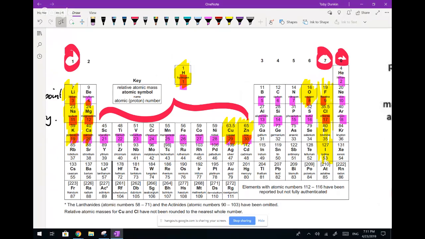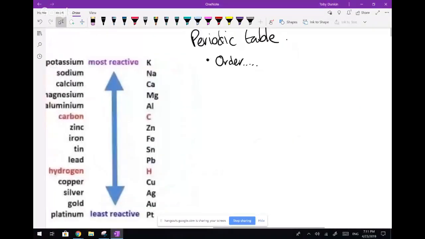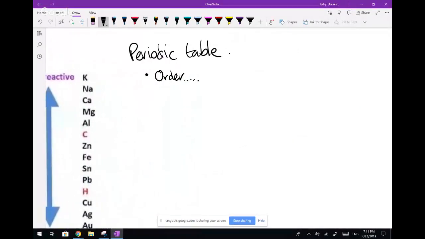The first name is Dmitri, and the surname is Mendeleev. So the periodic table was created by Dmitri Mendeleev. I can't spell Dmitri. Mendeleev, and he's a very famous chemist.